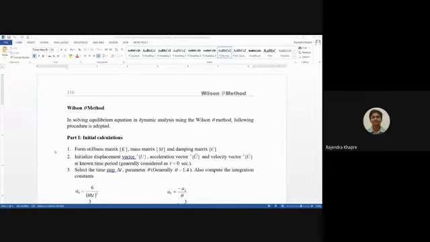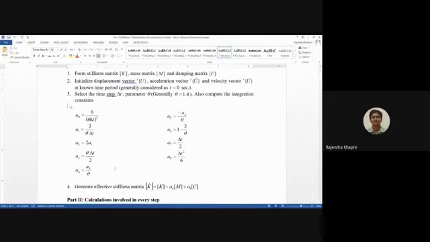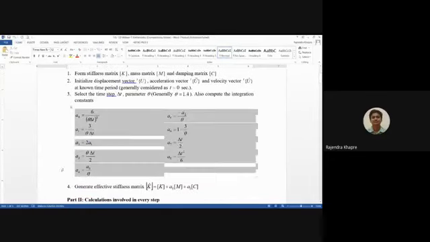In the first, that is the initial calculation, you have to find out the stiffness matrix, mass matrix, and C matrix, that is the damping matrix. Fortunately these matrices will be given to you in the problem. Then the initial conditions, that is the displacement, velocity, and acceleration at t equal to 0. Most of the time this is also given. In the third step, you have to calculate the integration constants. Here integration constants are a little bit different. There are 9 integration constants, from a0 to a8.